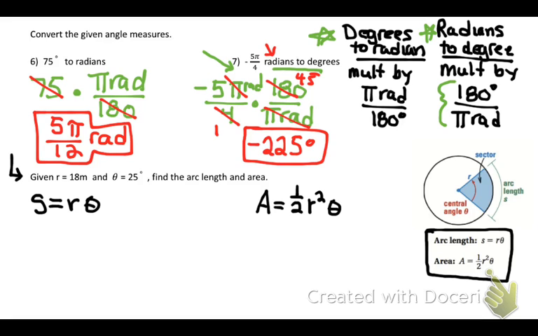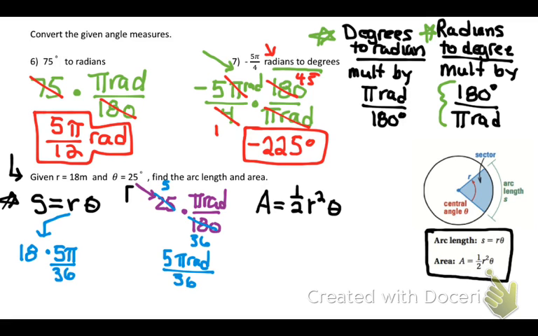So we're given some values. We're given r equals 18 meters and theta here is 25 degrees. And we're asked to find the arc length and area. So we're going to start with our arc length. So we tend to want to just start subbing in values, but we can't do that quite yet. Before we can do that, we first must change theta to radians before we begin. So I'm going to pause the video and do that.